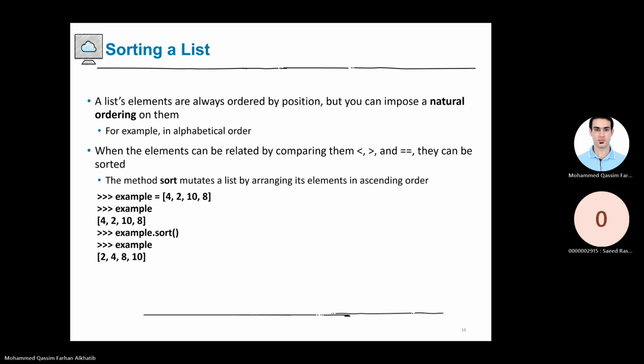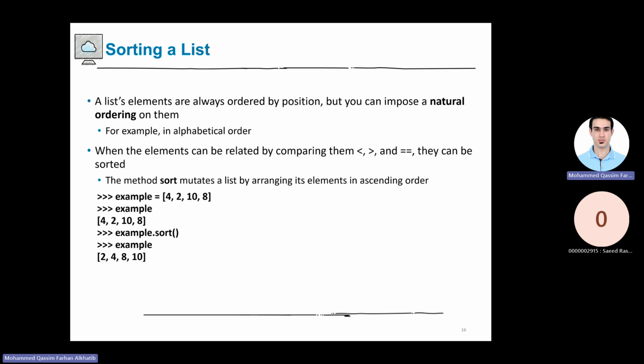Sorting. The command to sort the list is example.sort. And this works, I believe, for only numbers because you're sorting them. No, it does sort text actually, text values based probably on their alphabetical order. We will try it now.